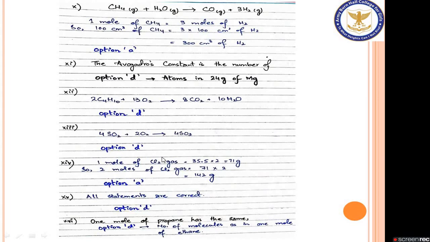The next one says that 1 mole of propane has the same. In option A, they have given the number of hydrogen atoms as 1 mole of methane. No. In propane, C3H8 is the formula, so A is not correct. In B, the number of carbon atoms as in 1 mole of butane. No. The number of carbon atoms in propane is 3, while in butane we have 4. Mass as half a mole of hexane. It's also incorrect. In option D, we have the number of molecules as in 1 mole of ethane.